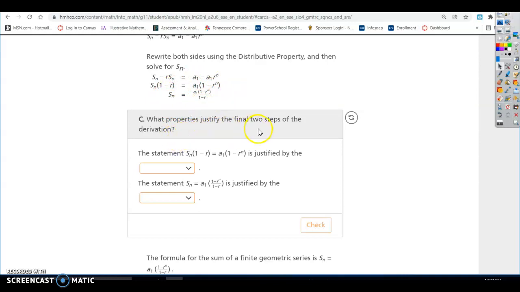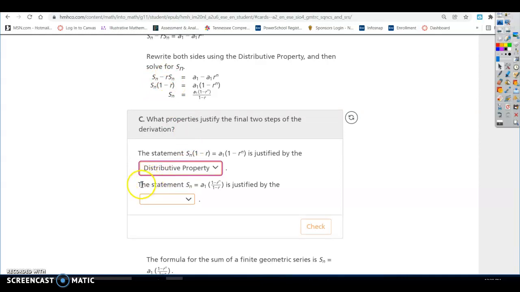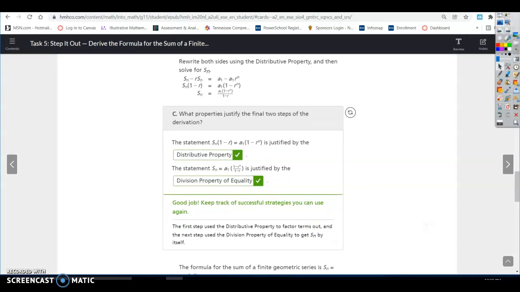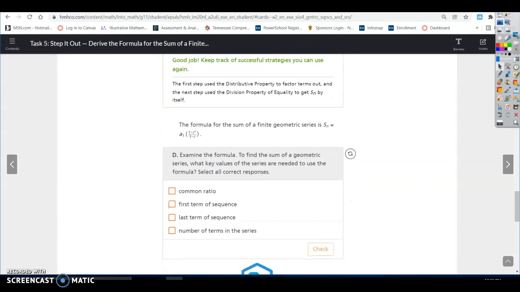All right, so what properties justify the final two steps of the derivation? The statement s of n times 1 minus r equals a sub 1 times 1 minus r to the n power is justified by the... All right, so that's justified here by the distributive property. And the statement here is justified by division because we divided both sides by 1 minus r. So that one should be the division property of equality. It just says if you divide on one side, you have to do the same thing on the other side.